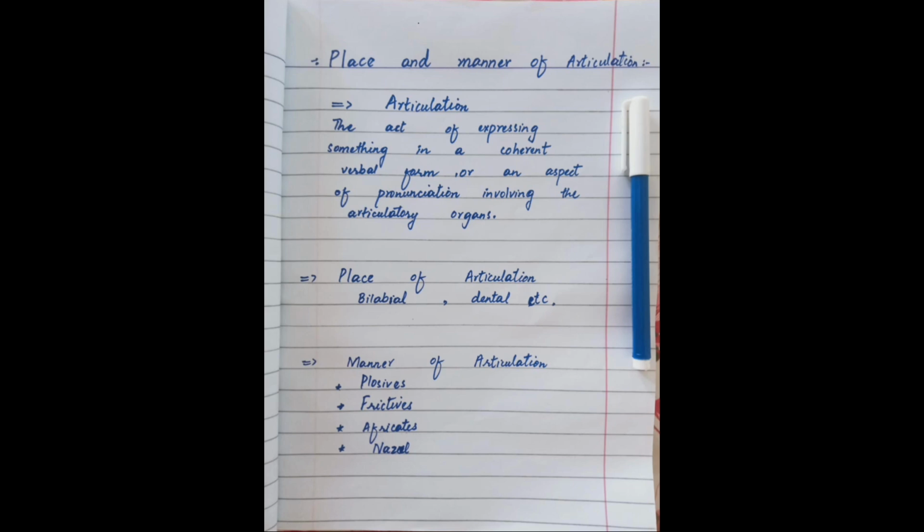So I think this is enough for today. What we learned today: first we learned articulation. What is articulation? Which organs are involved in articulation, how we produce sounds, how we articulate them, how we make sounds. These are all the things we have learned in articulation. Then we just got a brief introduction to the place and the manner of articulation.